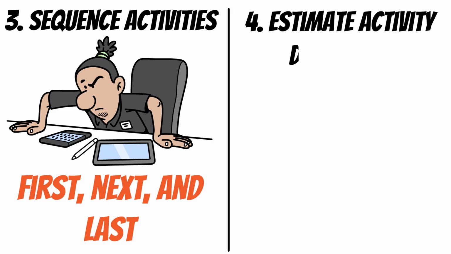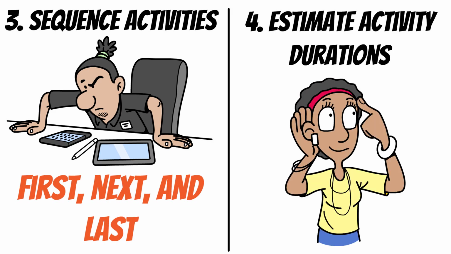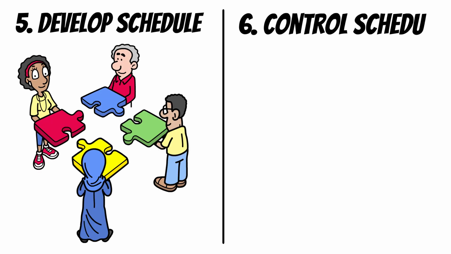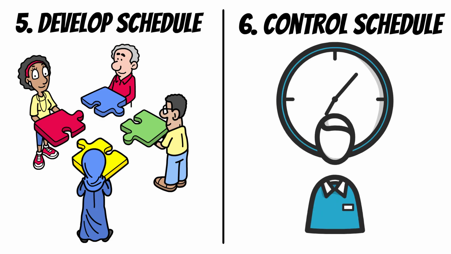4. Estimate activity durations. We guess smartly how long things will take. 5. Develop schedule. We turn the puzzle into a timeline. 6. Control schedule. We keep the schedule from going off the rails.